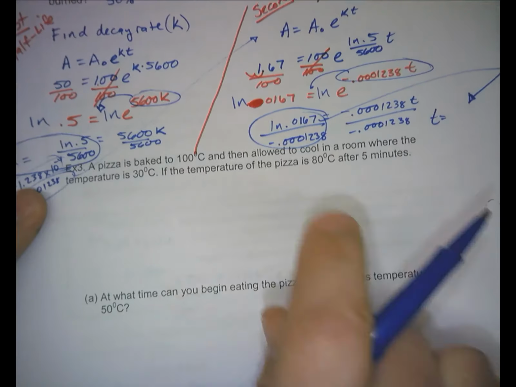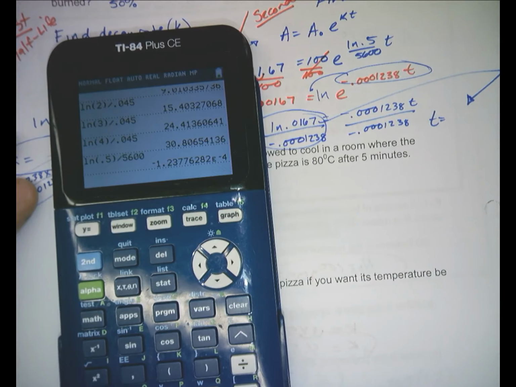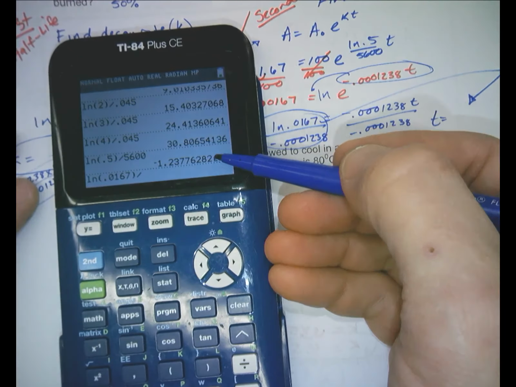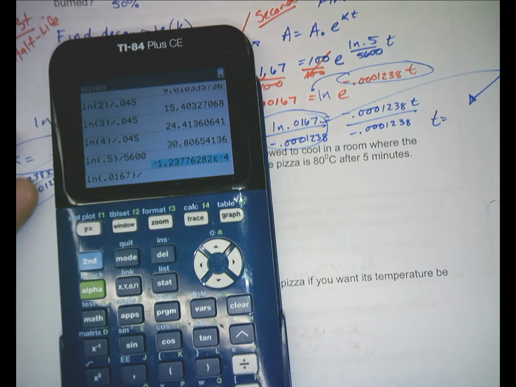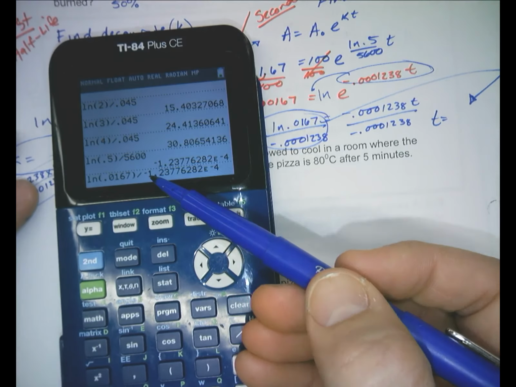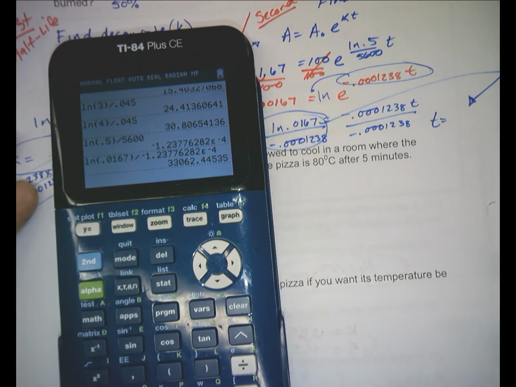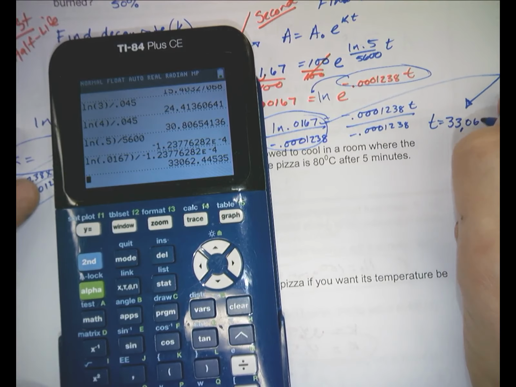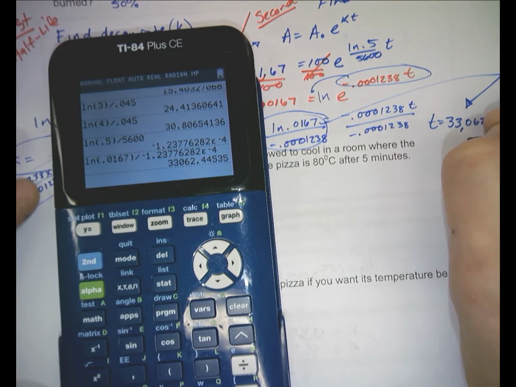So I'm out of room, I'm just using an arrow, I'm typing that in. Calculator says I have the natural log of 0.0167, close it, divided by this decimal. This is where it's really nice when you have a TI-84, you can just go up and highlight it and press enter, and it cut and paste that whole thing in there for you. Okay, and then there we go. So we get 33,062.44444 years.